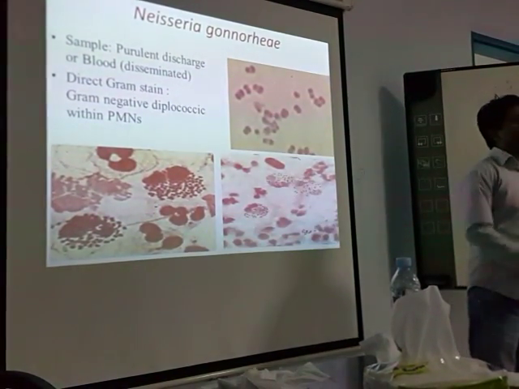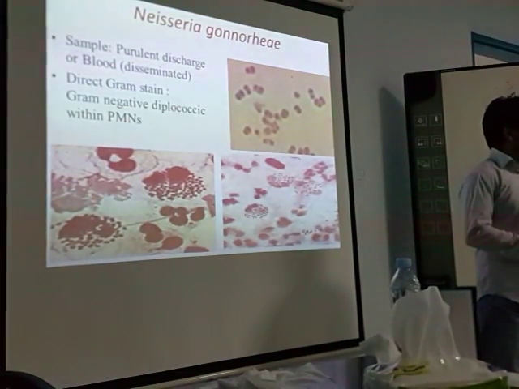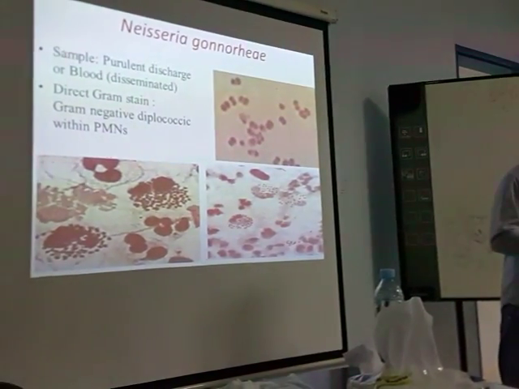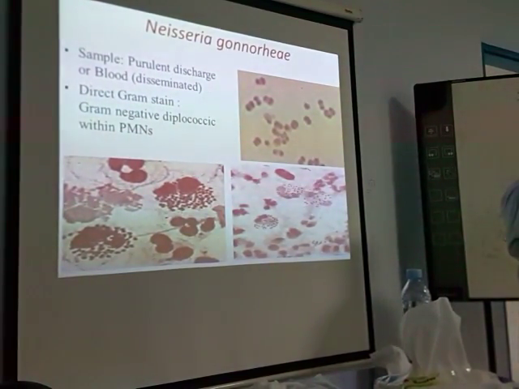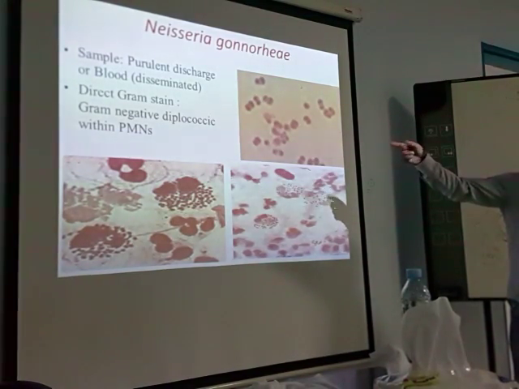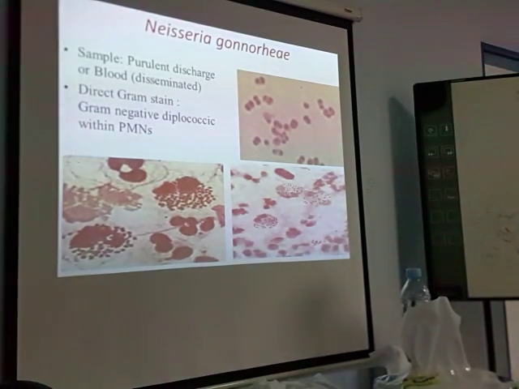Name of the scientist: Albert Neisser was a scientist, and when he found this microbe, he gave it his own name. Gonorrhea is a bacteria, and when you see its morphology, it is a diplococcus. Have you seen a coffee bean? Coffee beans are like this, right? So this bacteria looks like a coffee bean.